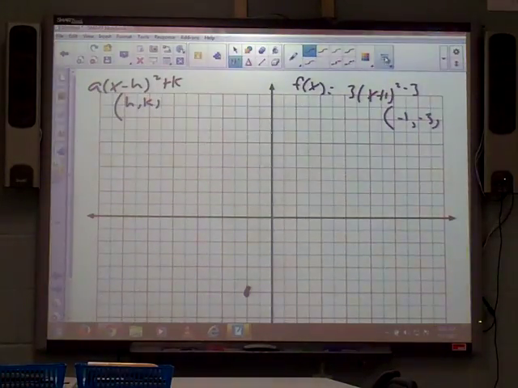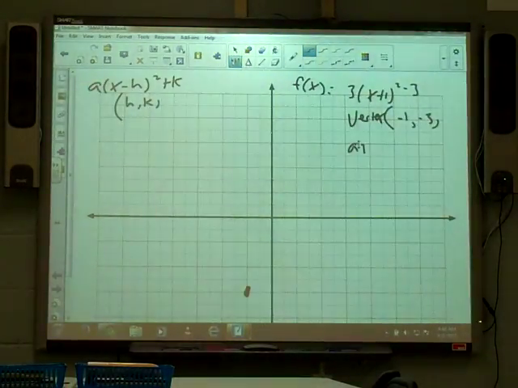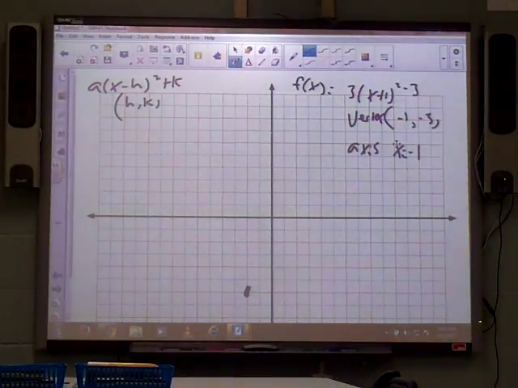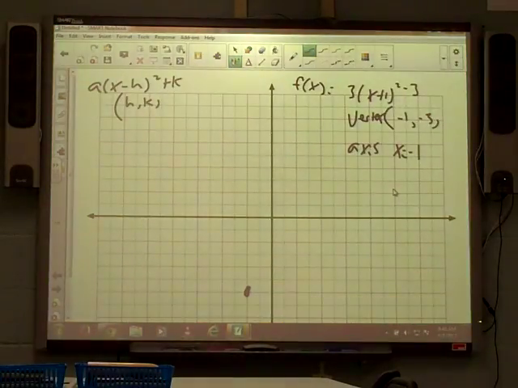So I already know, I got to label the stuff it told me. I already know my vertex. What about line of symmetry? I know that the axis of symmetry, or the line of symmetry, like Trevor said, is the x in that. So it's x equals negative 1. Now I gotta get another point so that I can draw the graph.